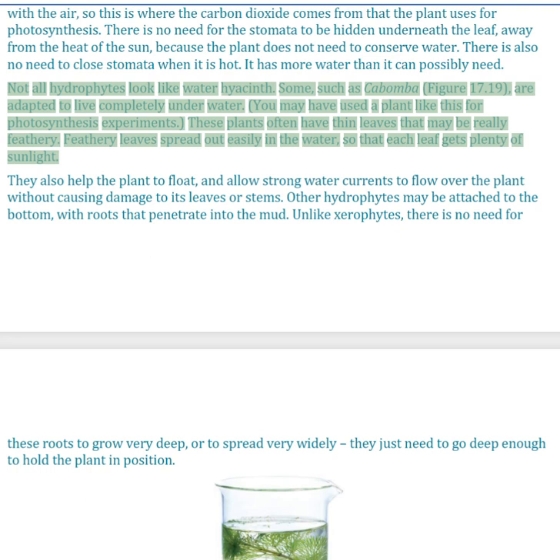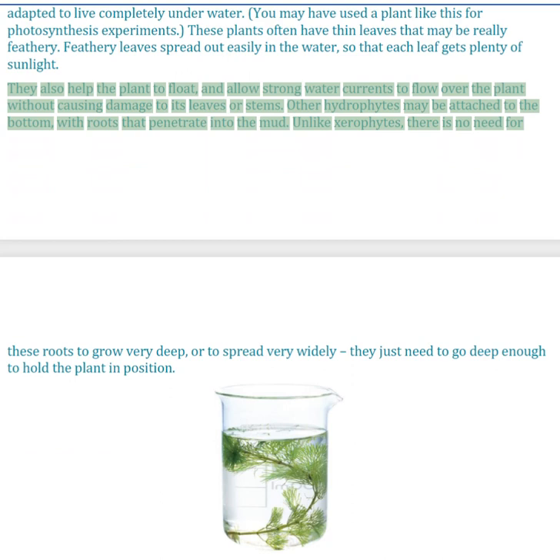These plants often have thin leaves that may be really feathery. Feathery leaves spread out easily in the water so that each leaf gets plenty of sunlight. They also help the plant to float and allow strong water currents to flow over the plant without causing damage to its leaves or stems.